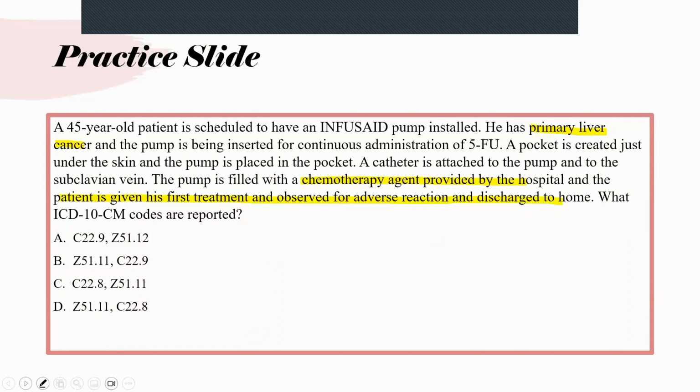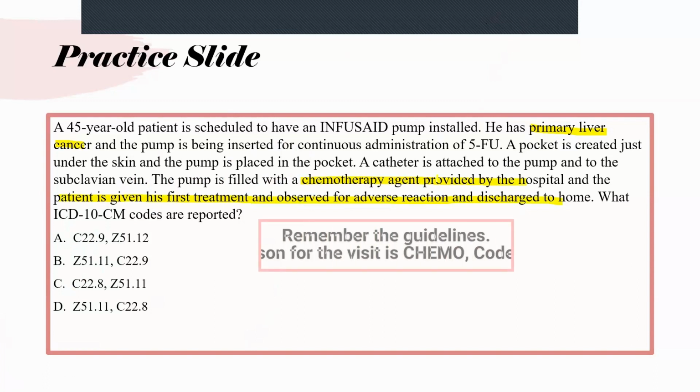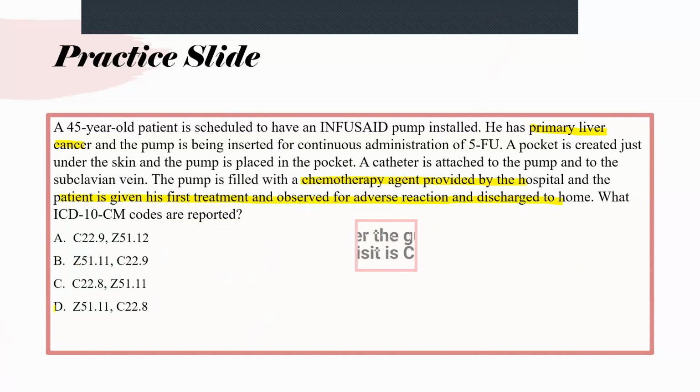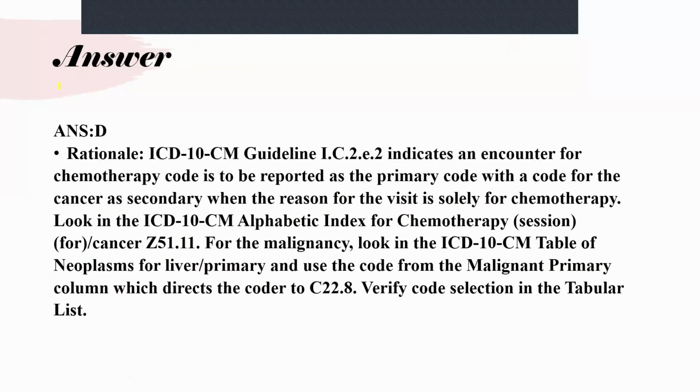Well, we should have been able to rule out A, and we should have been able to rule out C right away because this patient received chemotherapy. So your answer should have been between B and D. D is the correct answer. According to the rationale, the chemotherapy is reported as the primary code with cancer as the secondary.